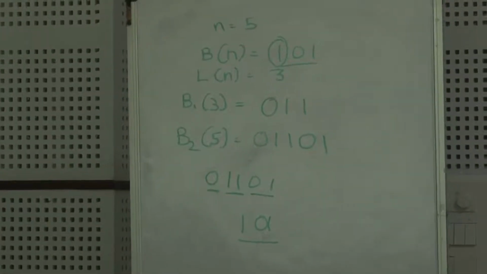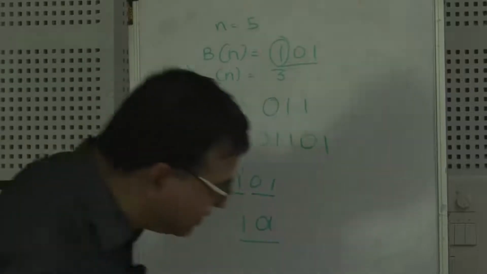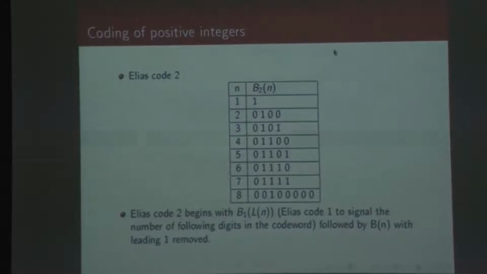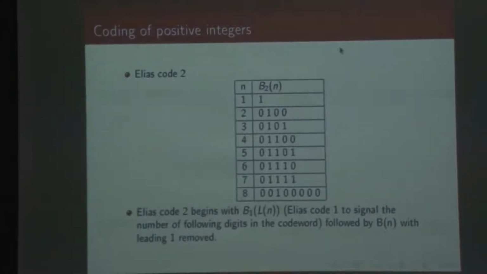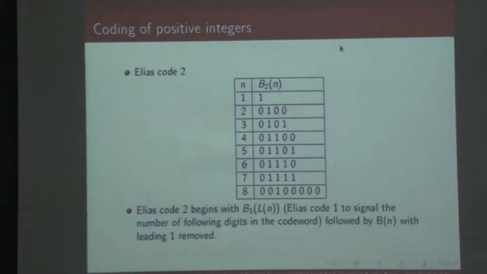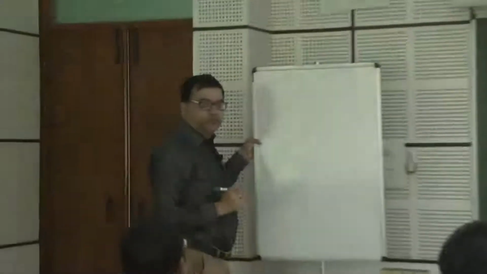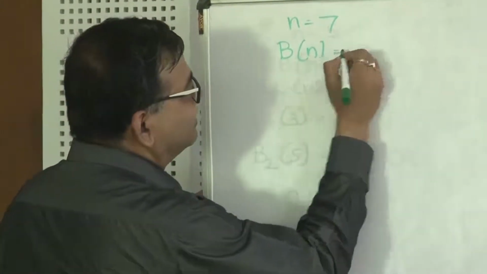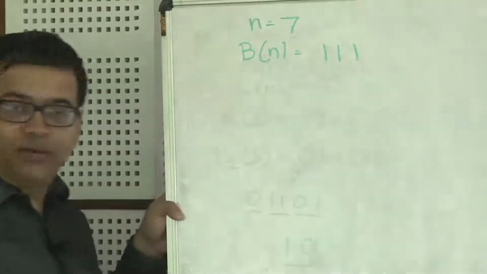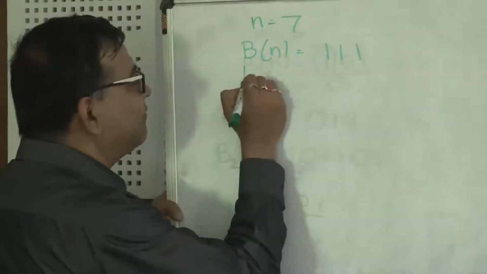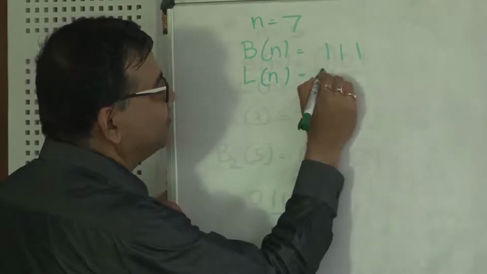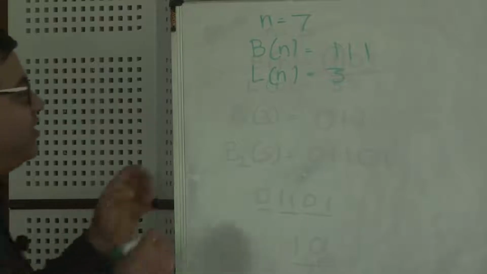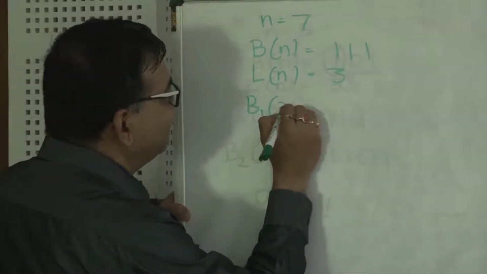Is this clear? If you want, we can take another example. Tell me any number. You can take a number which is not here also. So, you want 7. Let us say n is 7. First thing we need to do is, what is the binary representation of this 7? That is 1 1 1, right. What is the length of this? It is 3. Now, we need the B1 code of 3.